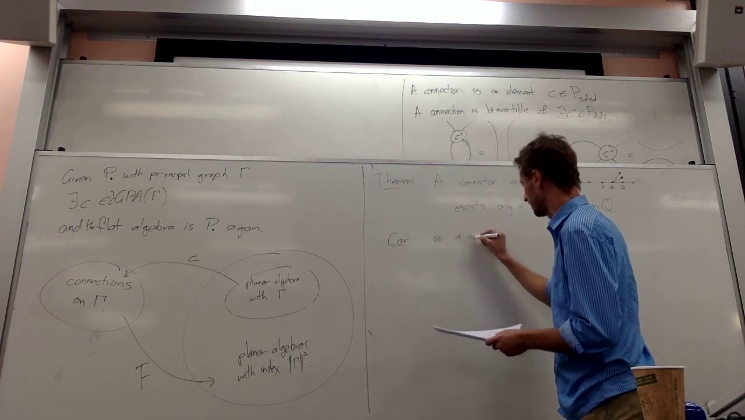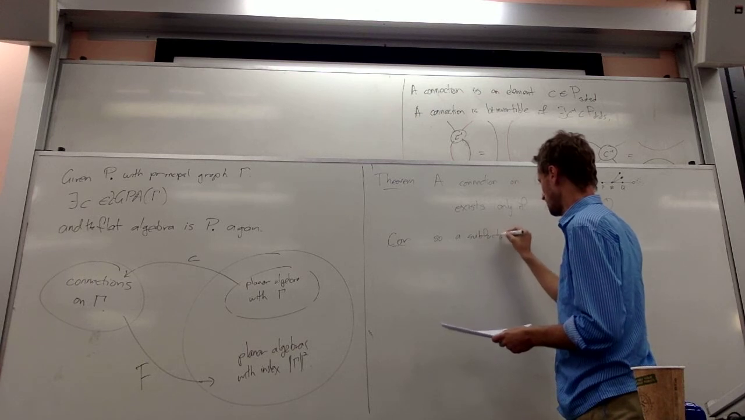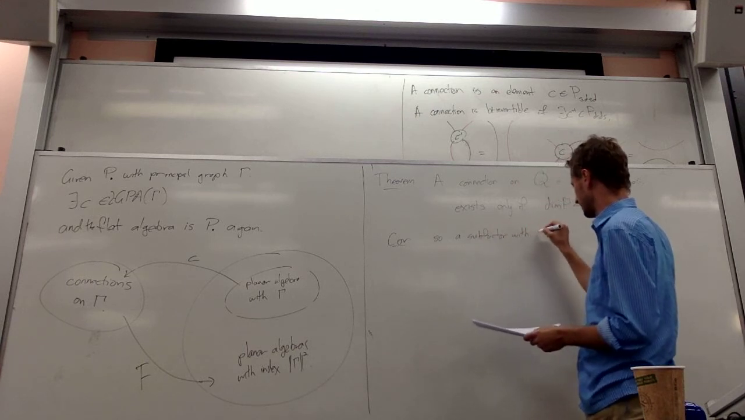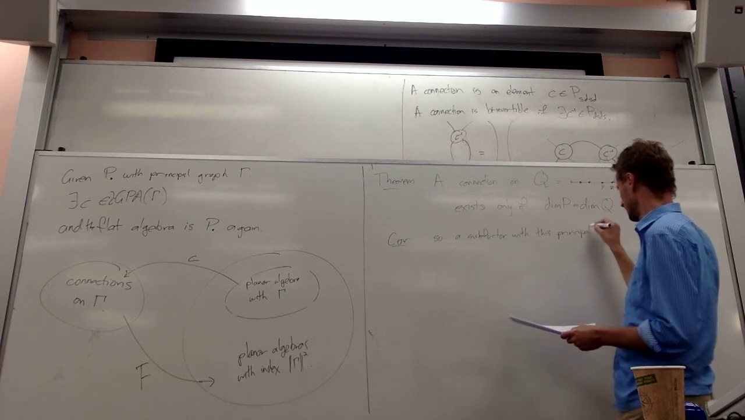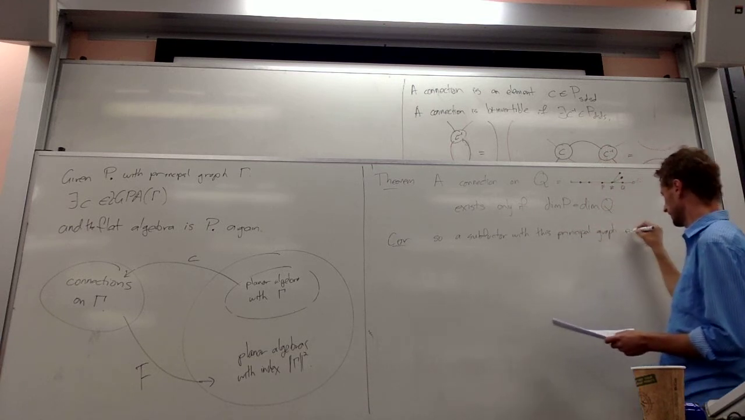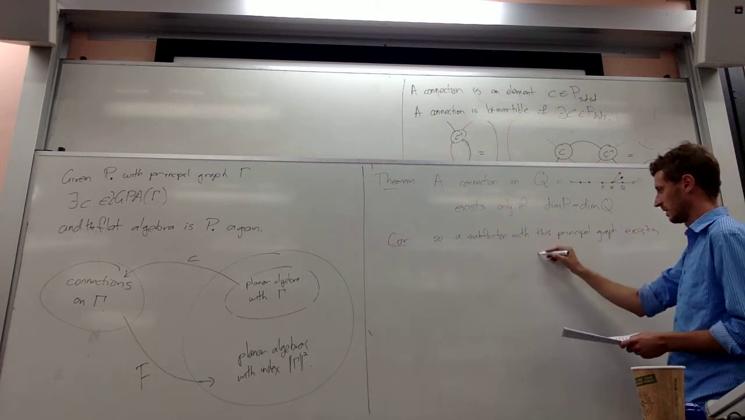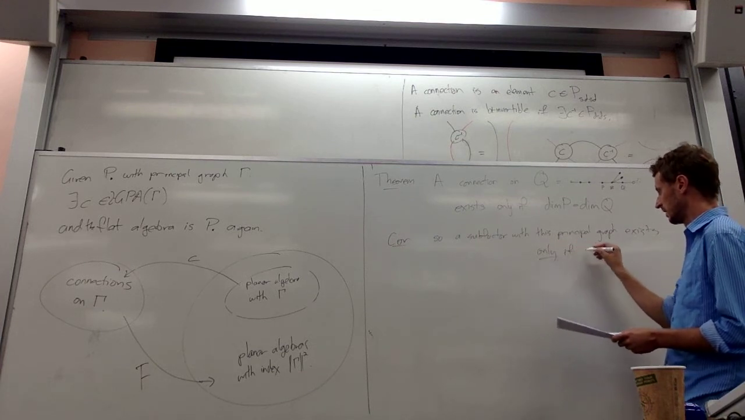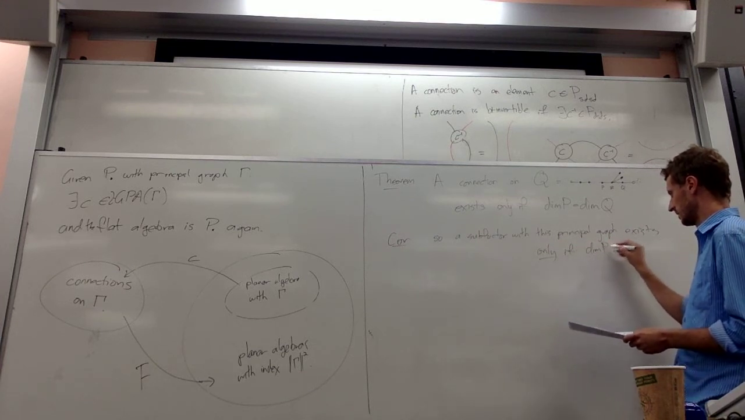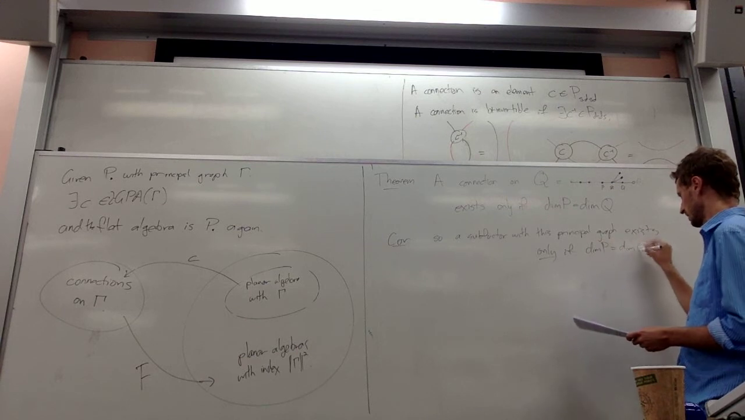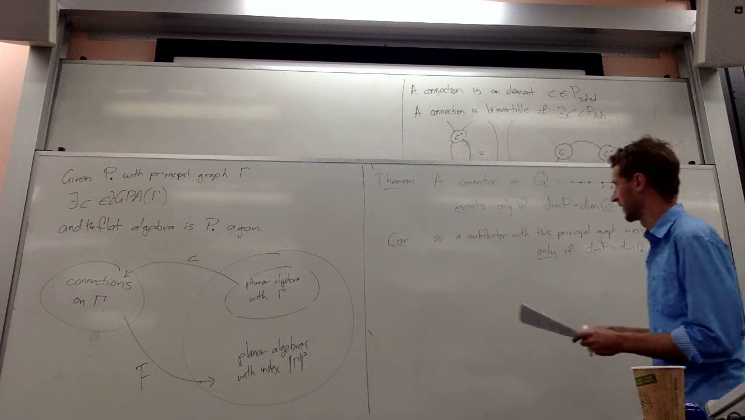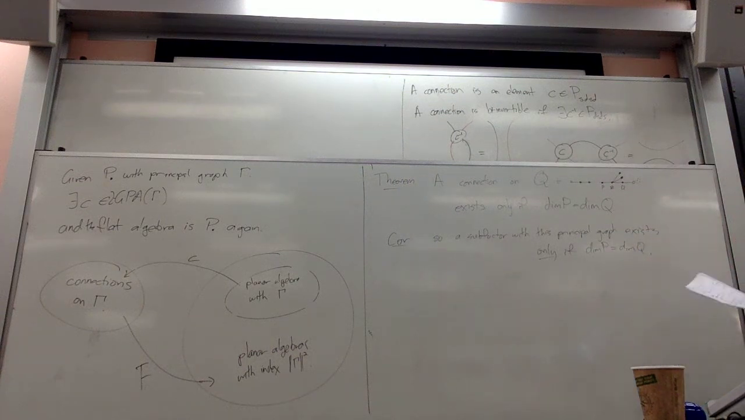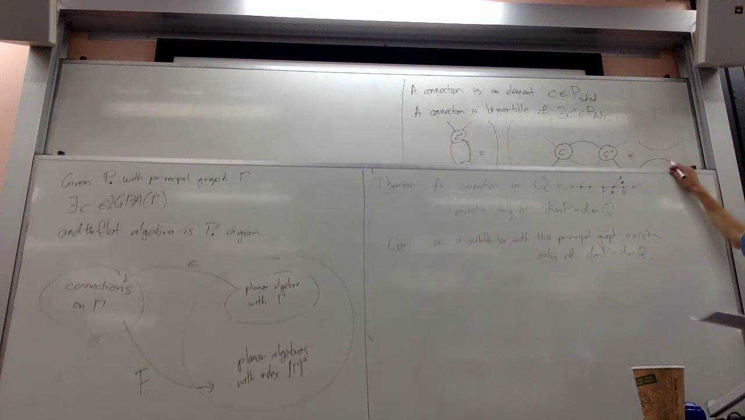Now, in particular, of course, before we talk about the theorem at all, the corollary is that a subfactor with this principal graph exists only if dim P equals dim Q. Just because of this arrow here. If we had the subfactor, we'd get the connection. Okay? So, how do you prove a theorem like this?